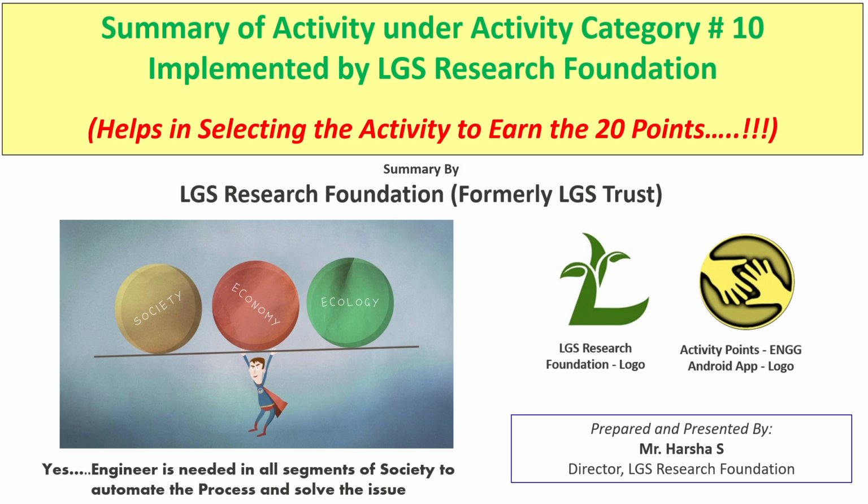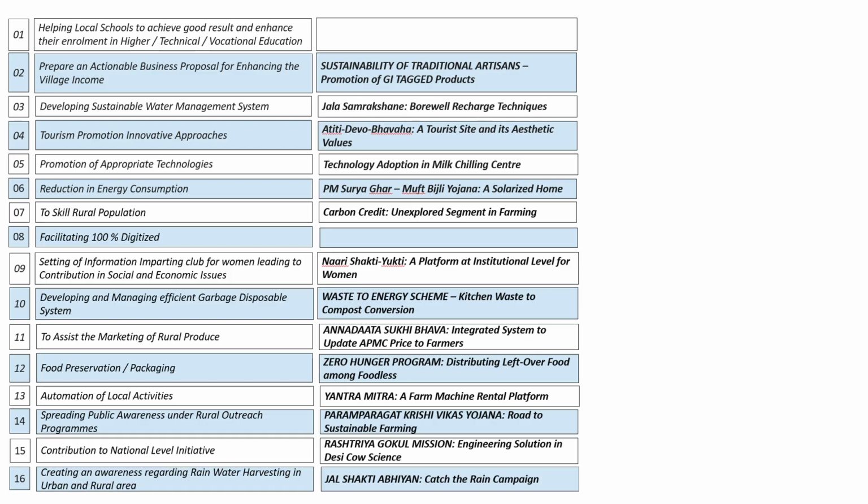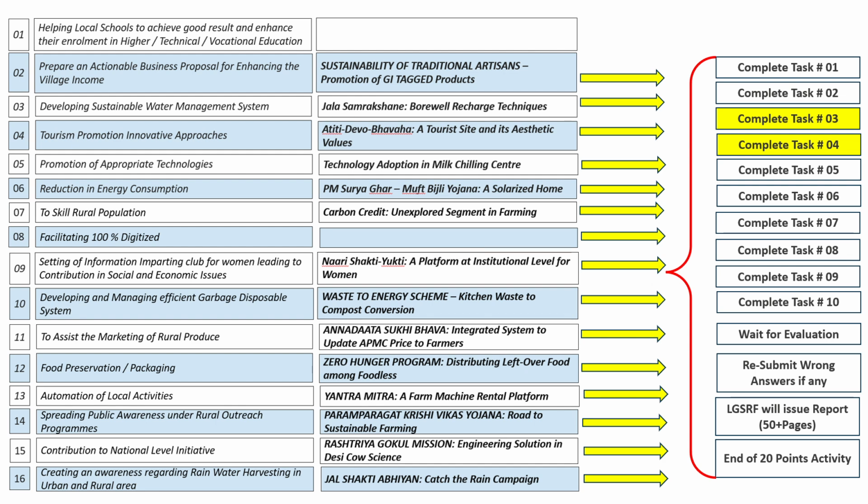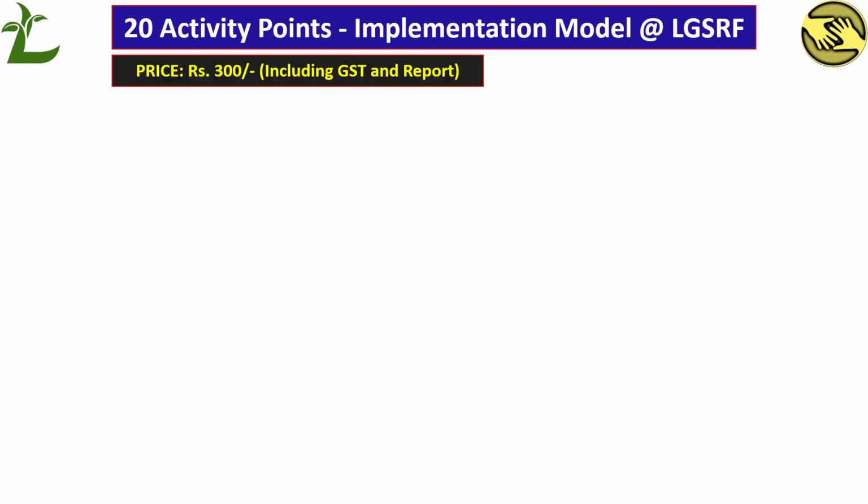This video is briefing the practical works needed in the activity category number 10 available under the LGS Research Foundation. As you know, all the activities available under us have 10 tasks. The format is the same, only the contents or questions keep varying. However, tasks number 3 and 4 are the field works that are needed.